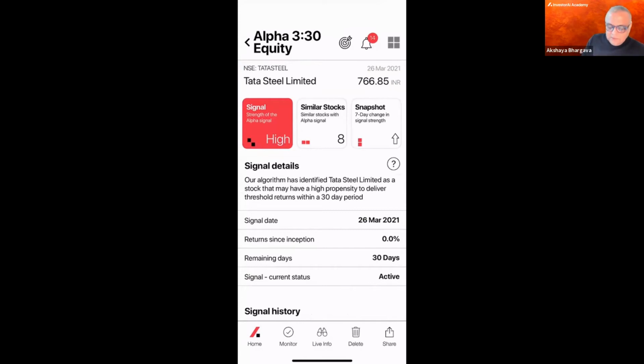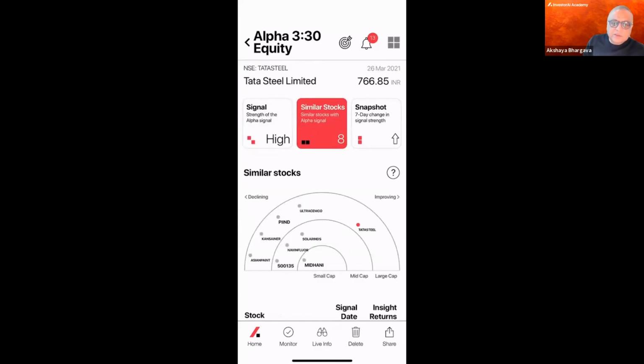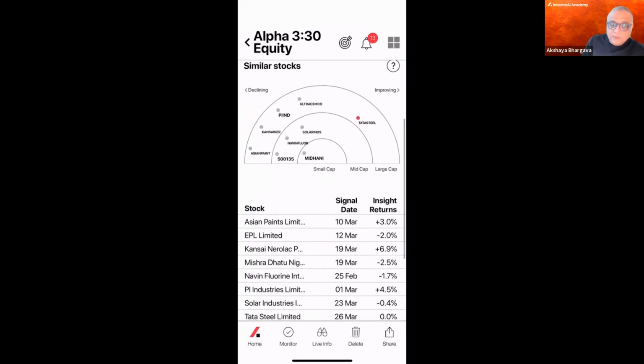The other thing in Alpha 330, which I find very valuable, is that if I like materials and I like Tata Steel, then there are 8 similar stocks to Tata Steel that I could be looking at. These are all the 8 names, and the right hand side is where the signal is high, the left hand side is where the signal is declining. Now, you may not want to buy something where the signal is declining.